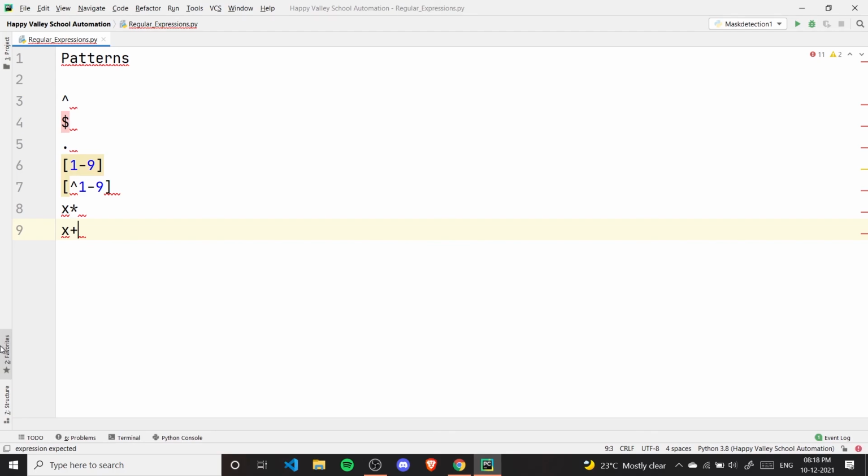For now we will discuss these many patterns; in the part 2 video, in my next part, I'm going to show you more patterns, and then we are going to see how we can implement these patterns to match the targeted strings, and how we can use regular expressions in Python.